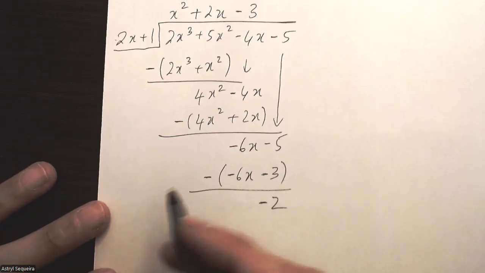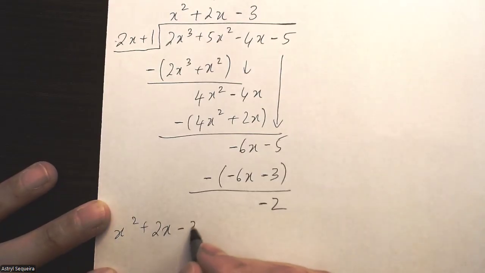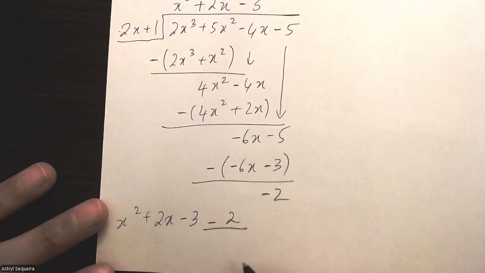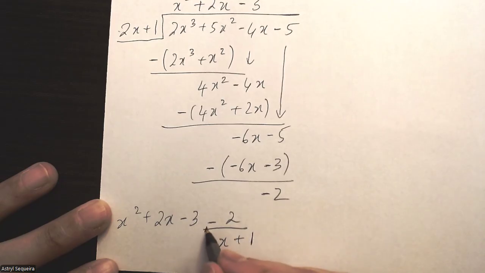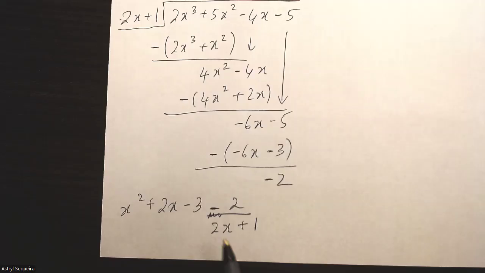So my final solution for this one, quotient plus remainder, which is negative in this case. So I'll subtract it over 2x plus 1. That negative can be in the front over there. That would be my final solution to this question.